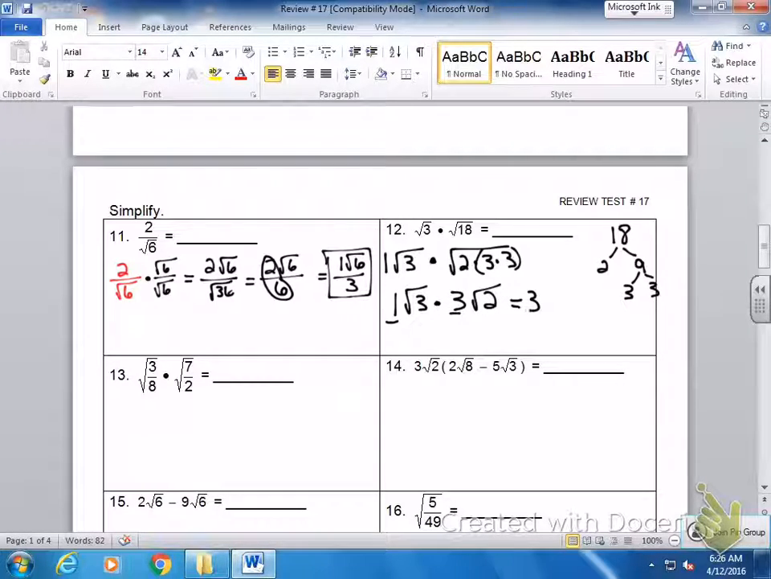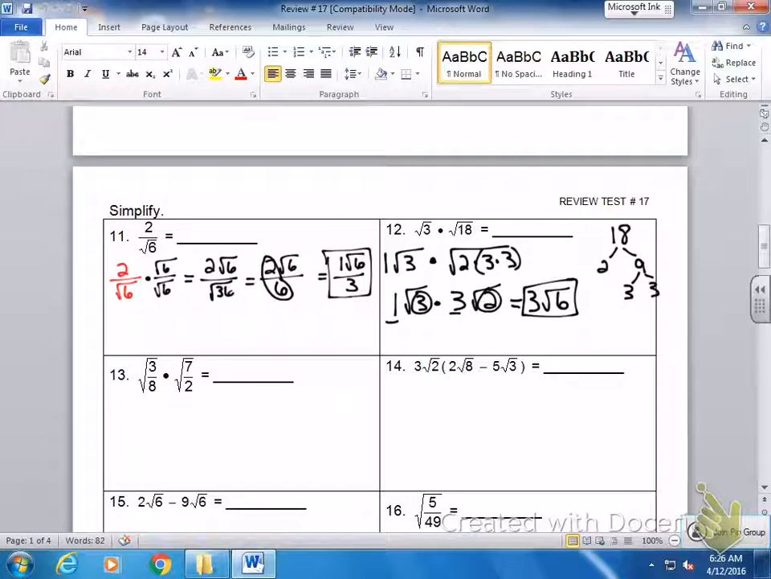1 times 3 is 3. Then take the insides and multiply those together. 3 times 2 is 6. So your answer is 3 square roots of 6. So guys, that's really not a tough problem. You have to be able to factor those numbers and simplify your radicals, or you're not going to get those answers. Let's look at number 14.